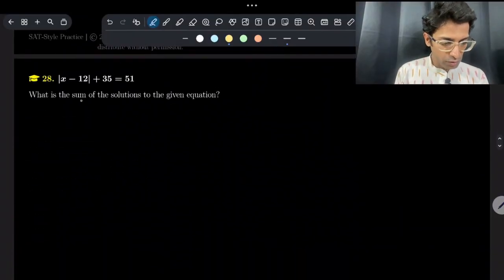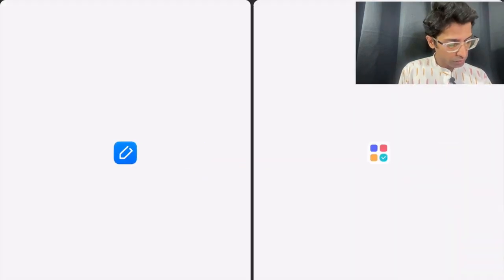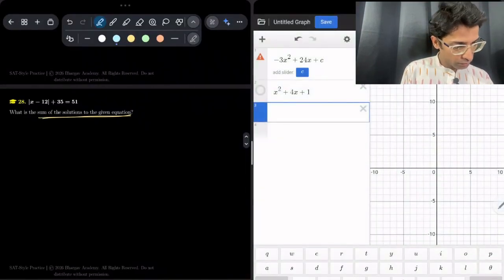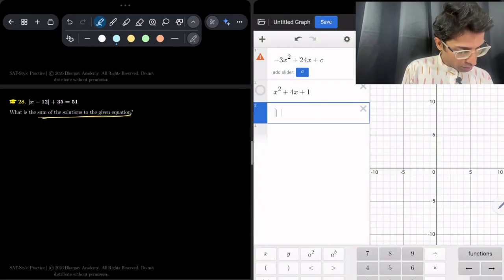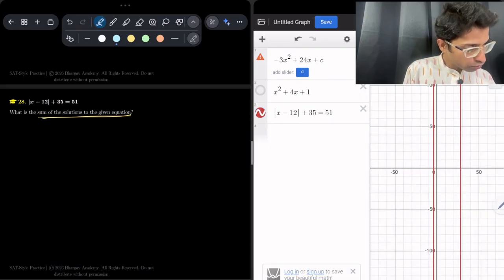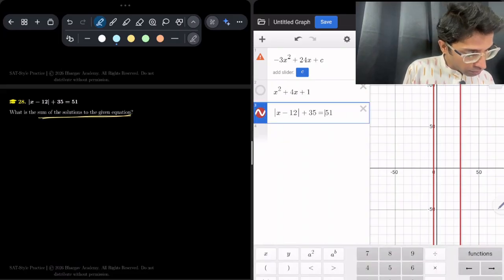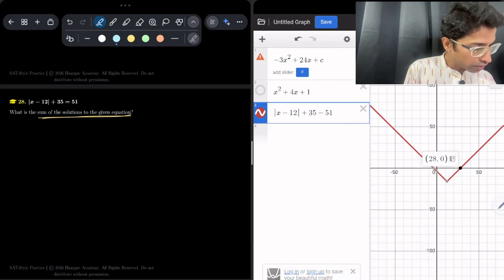What is the sum of these solutions to the given equation? Let's type this equation in Desmos. Absolute value of x minus 12 plus 35 is equal to 51. So what do we have here? Okay, we have the two values, but it's not showing the solutions. So what do we do? Please don't panic. Bring this 51 to the LHS side and then we have the answer right before us.